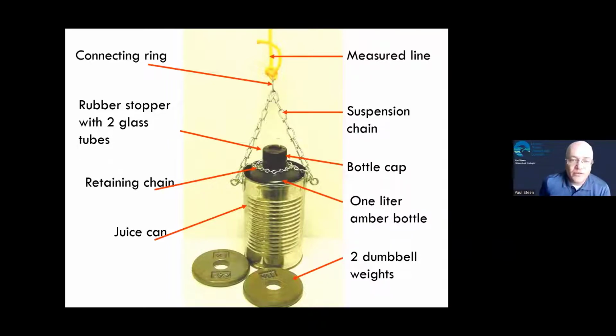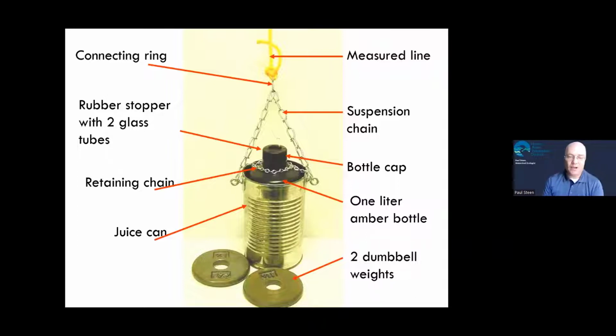So anyway, these are different pieces that are part of this contraption. You can fully take it apart. To do that, you'll have to take off the cap, you'll have to take off the rubber stopper, but then you can loosen that retaining chain and take out the amber bottle. And you need to do that. You need to be able to disassemble it to keep things from rusting out.